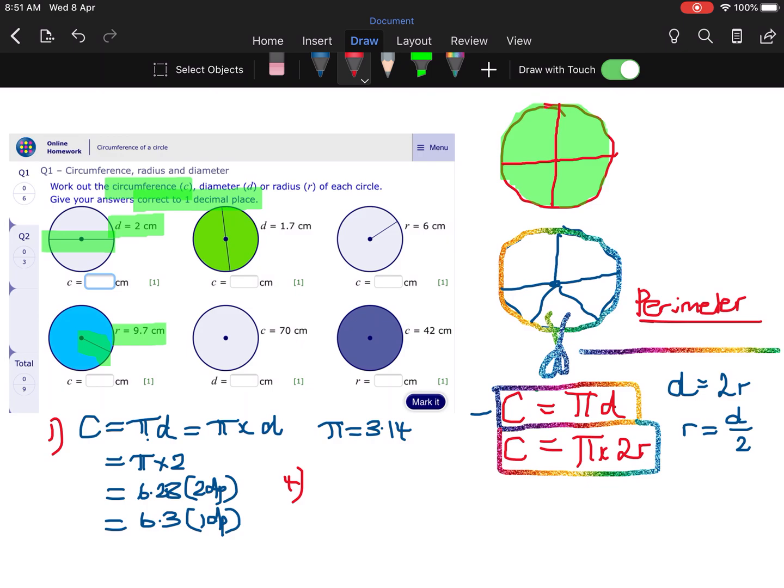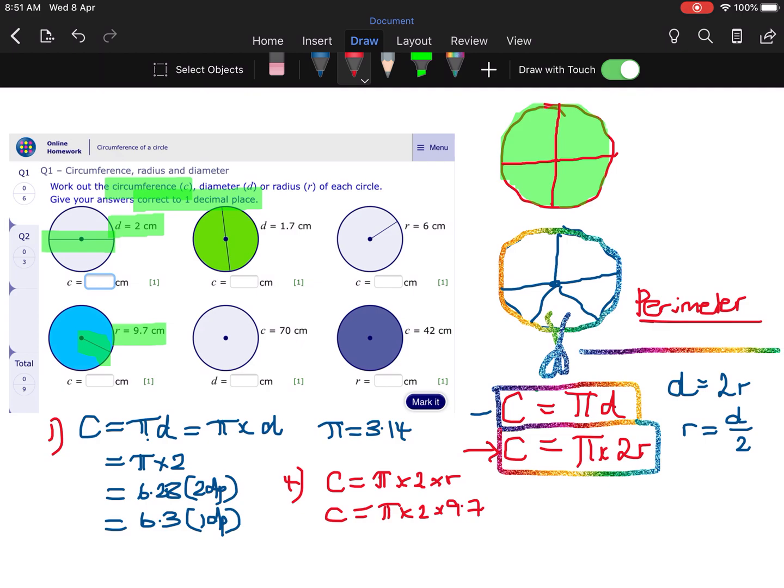This is 4. So again, I write my formula, but looking at the formula now, I'm going to use this one because it involves radius. So C is equal to pi times 2 times r. That's what it means when you've got pi 2r, all timesing. So C is equal to, and r this time is 9.7. So pi times 2 times 9.7.